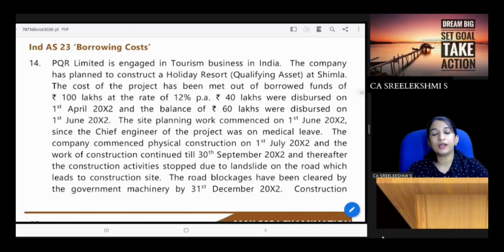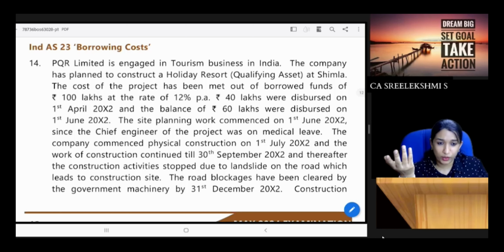So we will do in day 23, question number 14. PQR Limited is engaged in tourism business in India. The company has planned to construct a holiday resort qualifying asset at Shimla. The cost of the project has been met out of borrowed funds of 100 lakhs at the rate of 12% per annum. 40 lakhs were disbursed on 1st April 12 and the balance of 60 lakhs were disbursed on 1st June 2012.